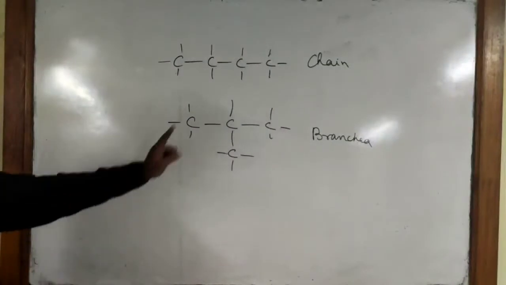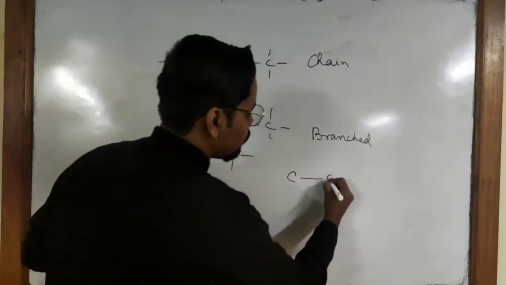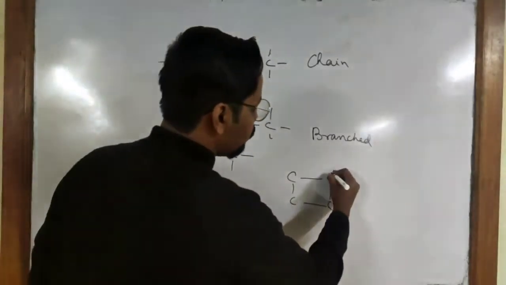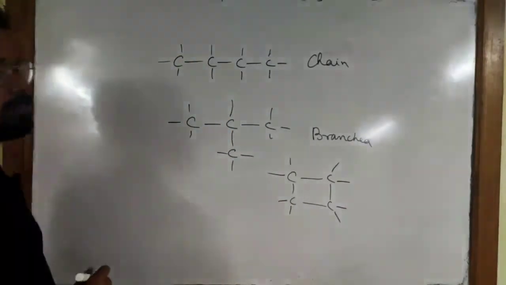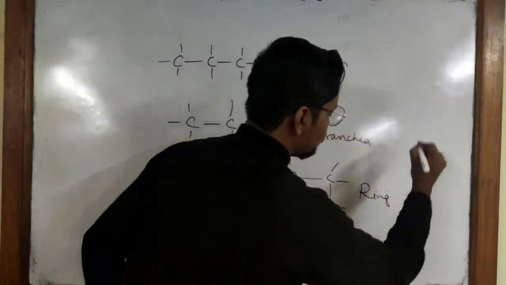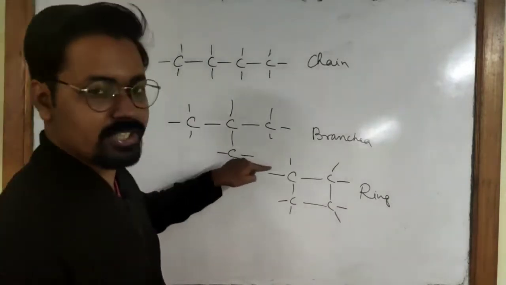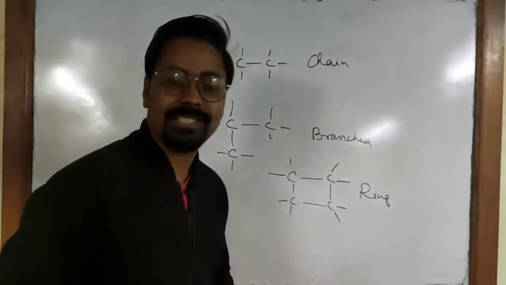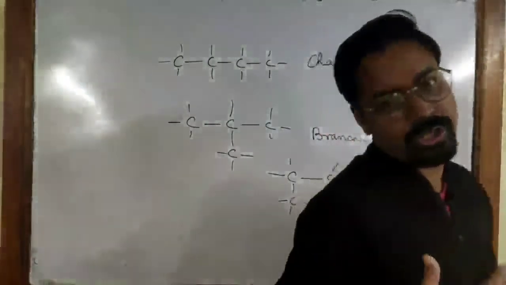Now if it wants to form a ring, what will it do? It will form a square structure, carbon, carbon, carbon, carbon, and here it will have 2 arms remaining, 2 arms, 2 arms and 2 arms. So that's how a ring structure is formed. So this is a chain structure, this is a branch structure because the branches come out from the original stem, and here we have a ring structure. So that's how carbon can form chains, branches or rings.